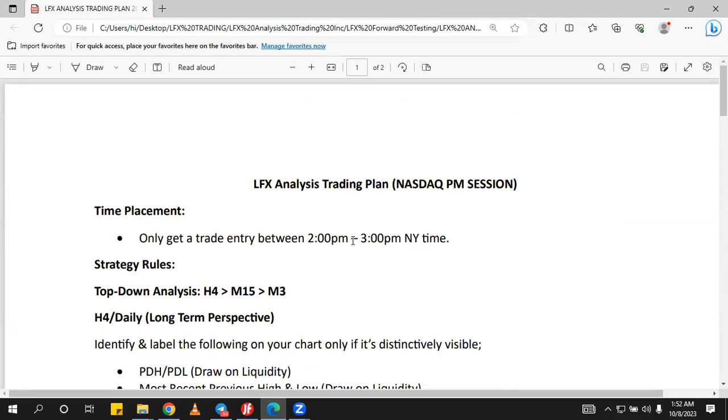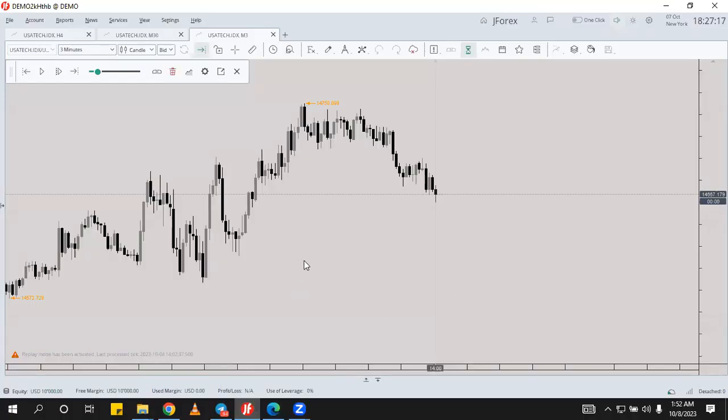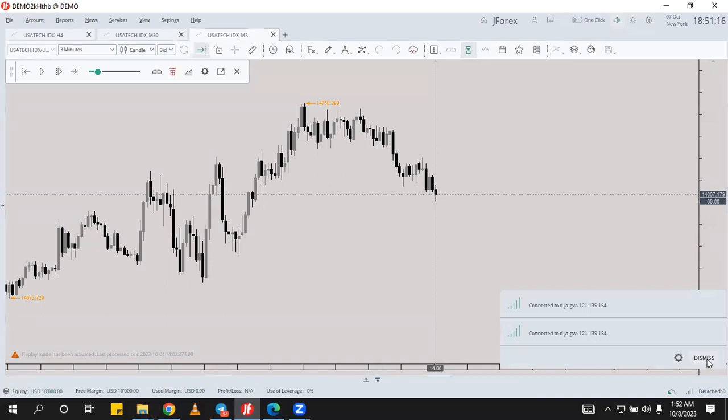Yeah, so now let me dive straight into the breakdown. I'm going to use a software called JForex. JForex is what I use to backtest. It's a free platform that you can use to backtest your system, and I highly recommend it for people on a low budget. It's the best platform that you can use.